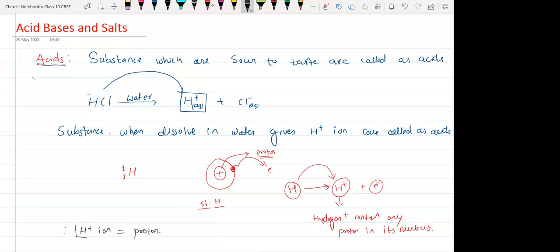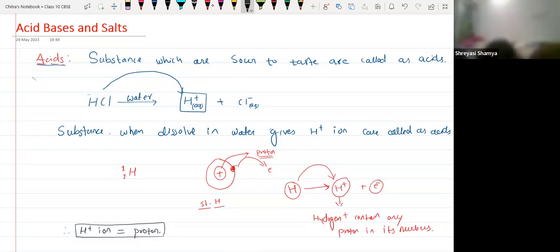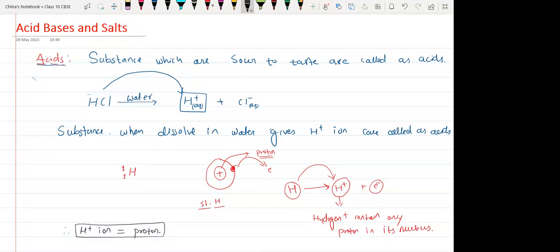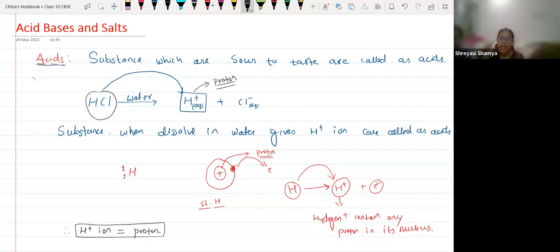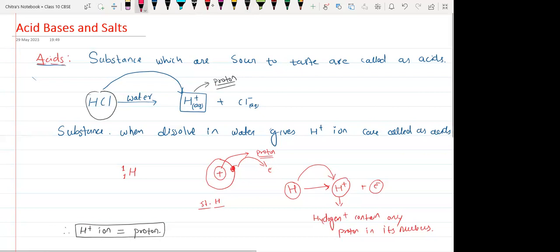Easy? That's why when acids dissolve in water, they produce H positive ion. So can we say that they produce protons? Yes. That's why acids are called proton donors. Acids are also called proton donors.